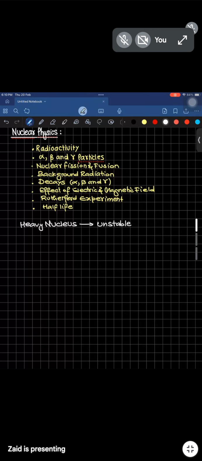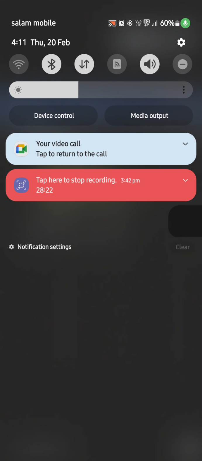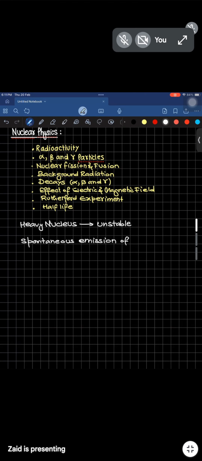So radioactivity is basically the spontaneous emission of radiations from a radioactive source. This is what you call radioactivity.